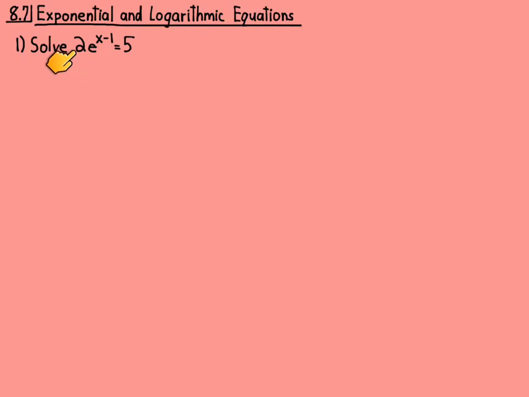So I have to get the 2 out of the way. And so I just cross multiply. In other words, divide both sides by 2. And that goes down. You get 5 halves on the right. Always get that coefficient out of the way before you bring a logarithm into it. Okay?